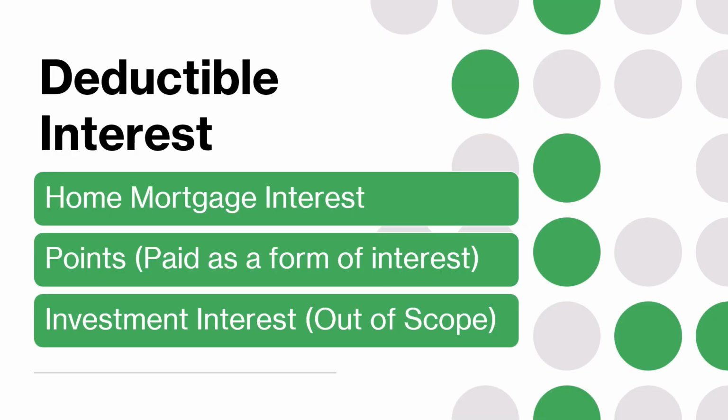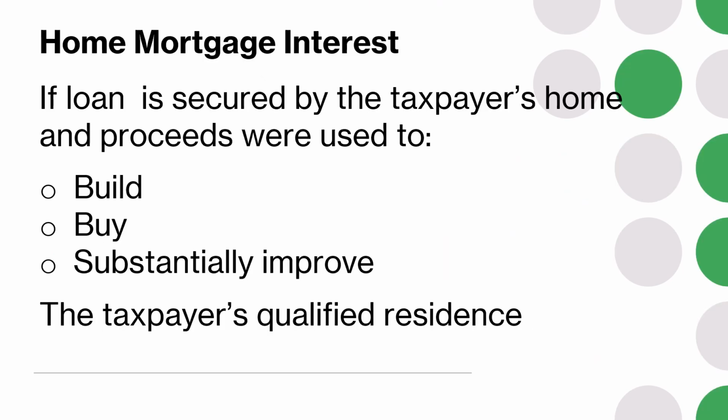Moving on to deductible interest, we have 3 types of interest that could be deducted on Schedule A. Home mortgage interest, points, as long as they are paid as a form of interest, or accelerated interest, and investment interest. And investment interest is out of scope for VITA. Home mortgage interest is deductible, but there are some limitations to how much of a mortgage may be deductible, depending on what the mortgage was used to pay for.